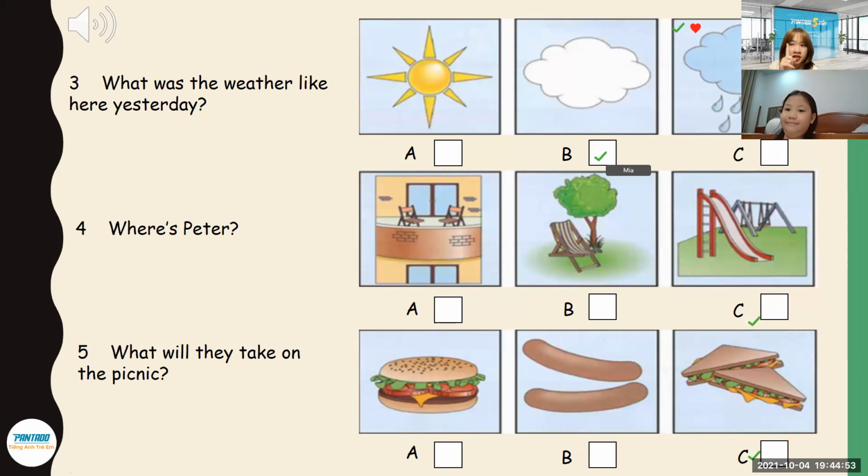4. This time, where's Peter? Where's your brother, Pat? Peter? I think he's playing outside. Is he in the garden? No, he isn't. Is he on the balcony? I know. He went to the playground with his friends.